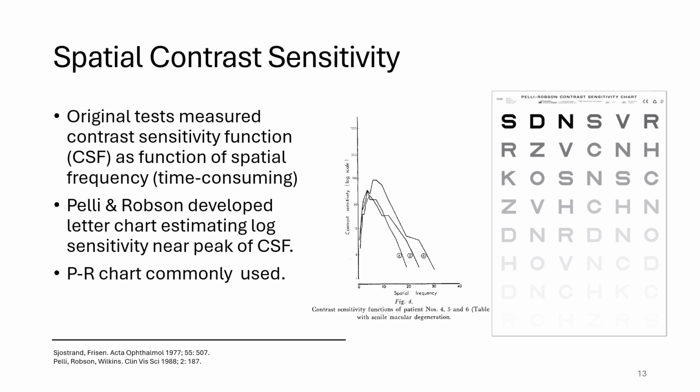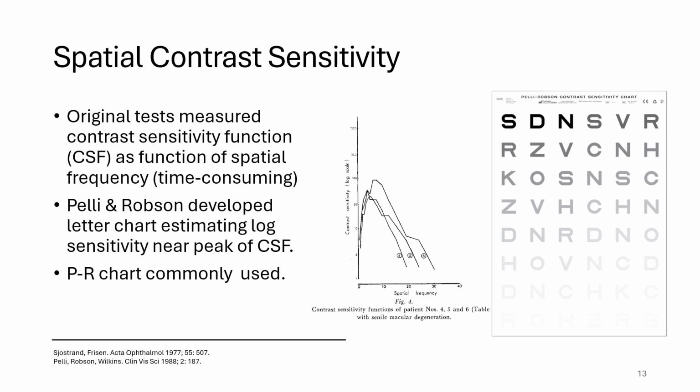The original tests of the contrast sensitivity function, also called the CSF, were measured as a function of spatial frequency. One of the first demonstrations of impaired contrast sensitivity is a study by Sjöstrand and Frisén in Sweden. This study was performed in AMD patients. At the time, AMD was still referred to as senile macular degeneration, which is pictured there on the left if you can read the caption.